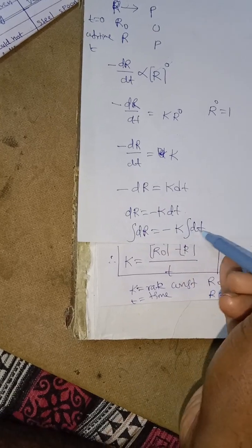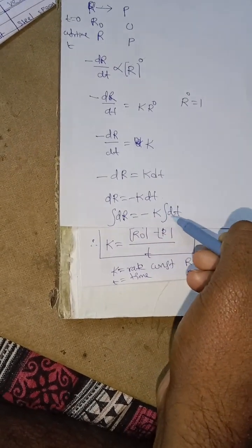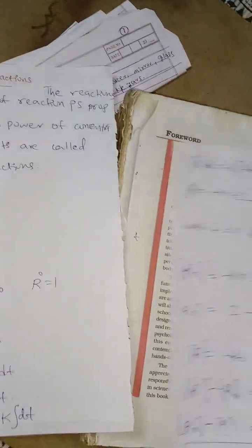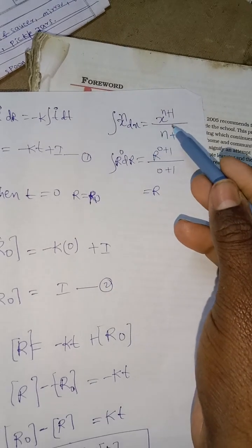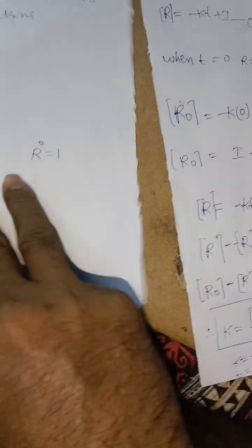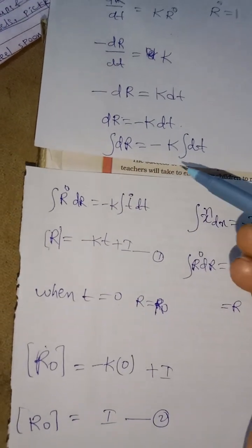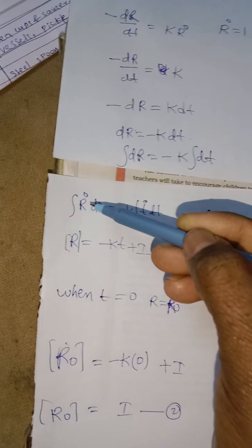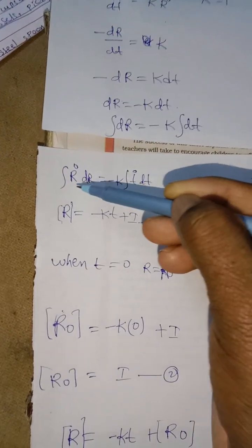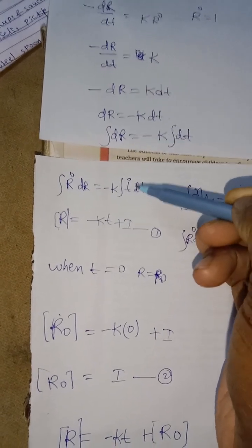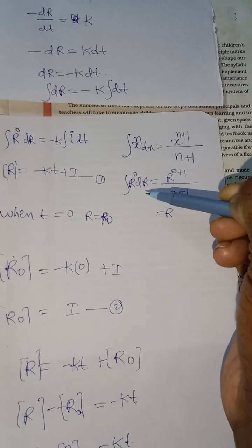Here integrate this expression on both sides: integration dR equals minus k integration dt. Then apply the mathematical formula: integration x power n dx equals x power n plus 1 divided by n plus 1. Here dR is nothing but 1 dR, and 1 we can write as R power 0, so R power 0 into dR equals minus k, and dt we can write as t power 0 into dt.